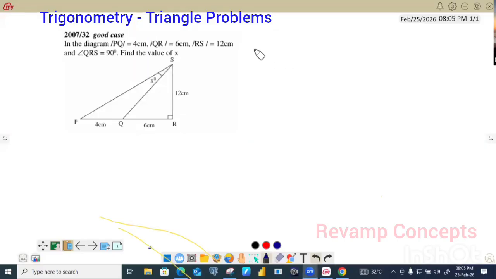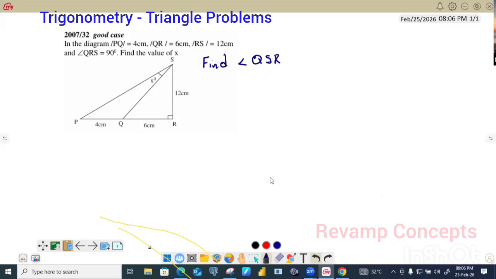In this question, we have PQ equal to 4 centimeters, QR is 6 centimeters, RS is 12 centimeters, and angle QRS is 90 degrees. We have to find the value of angle X, which represents angle PSQ. In order to do that, let's first find angle QSR.